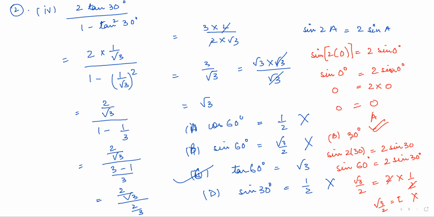Completed. Okay. Now let us do the third question also quickly. Third question. It is given that tan of A plus B is equal to under root of 3, right? And it is also given that tan of A minus B is equal to 1 upon under root 3, right?